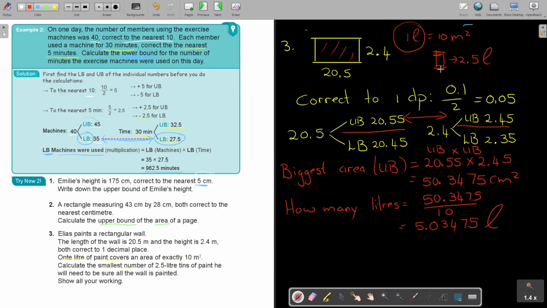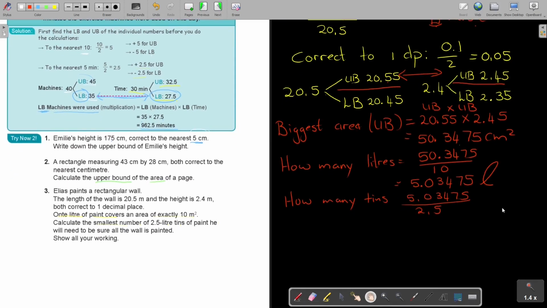So I will show how many tins. Okay, I'll show you now. So now you're going to take this 5.03475, you're going to divide it by 2.5. Now, before I write the correct answer, you are going to get 2.0139 tins. Now, again, you cannot go to the shop and say, I want 2.0139 tins. No, you either must buy 2 or you must buy 3.